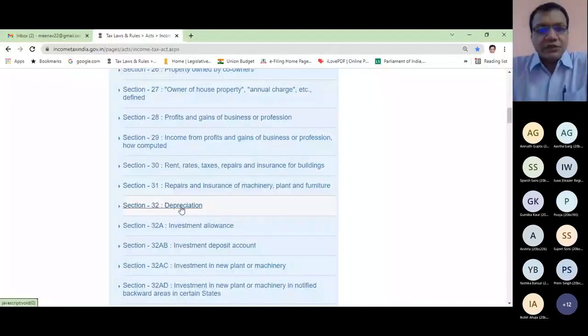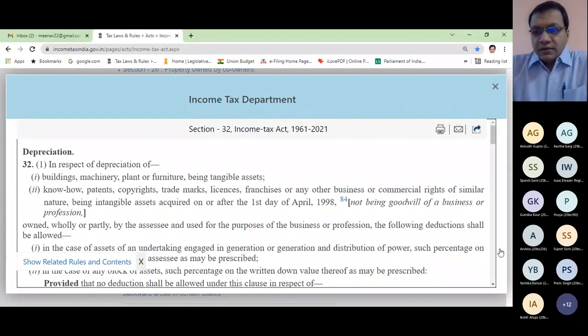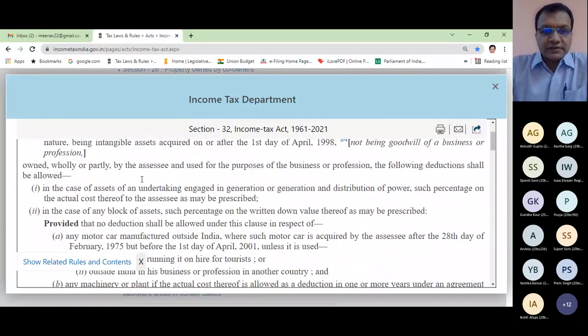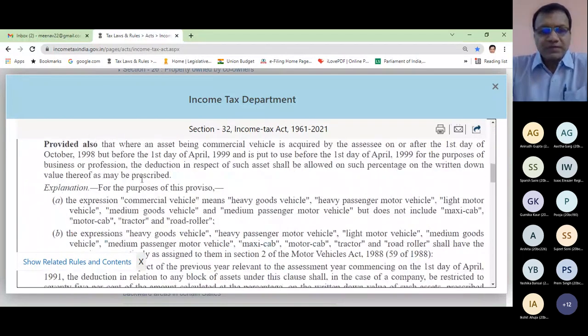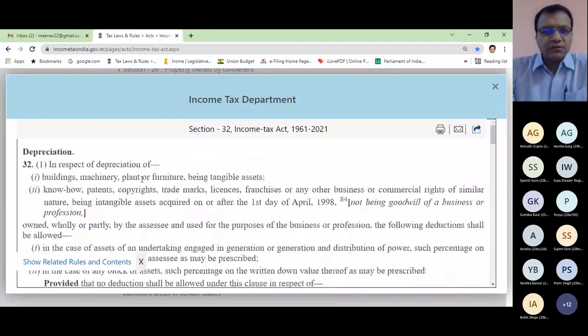Now let me share with you the website. Let me share with you section 3 to 32. Section 32, click it, depreciation. Now it is a lengthy section, as you can see. It's very lengthy, but I will discuss with you only some points.